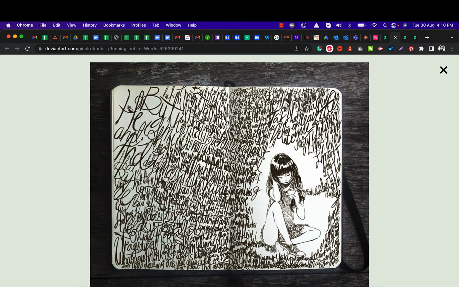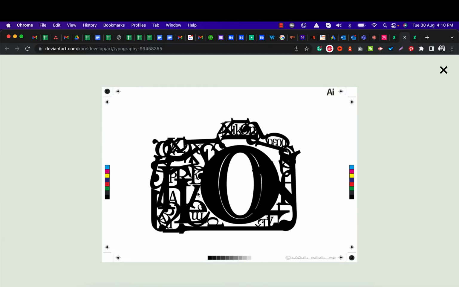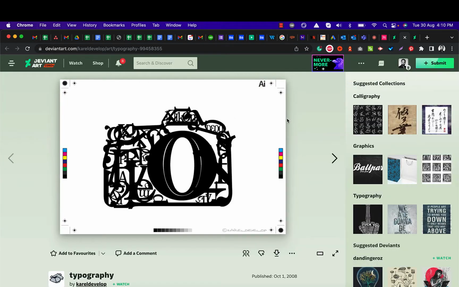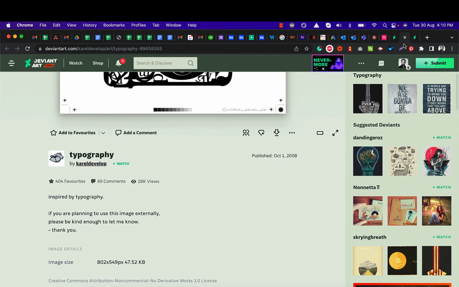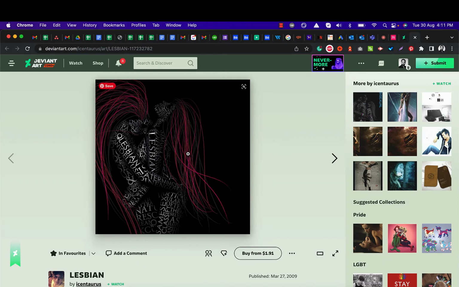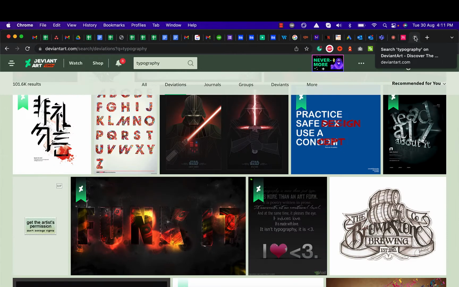Again art, made everything with alphabets. Alphabets? Yes, everything. Camera designed by alphabets. Only alphabets. I think this is award-winning art. Oh, no. Okay, this one. So this is called typographical art. Okay.